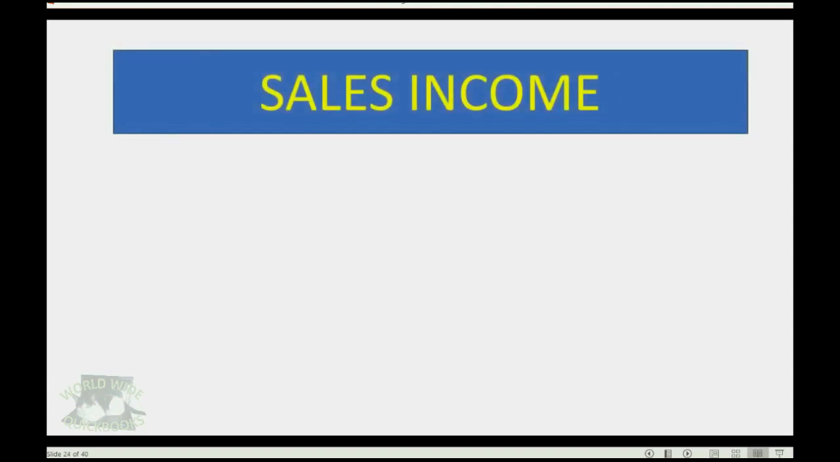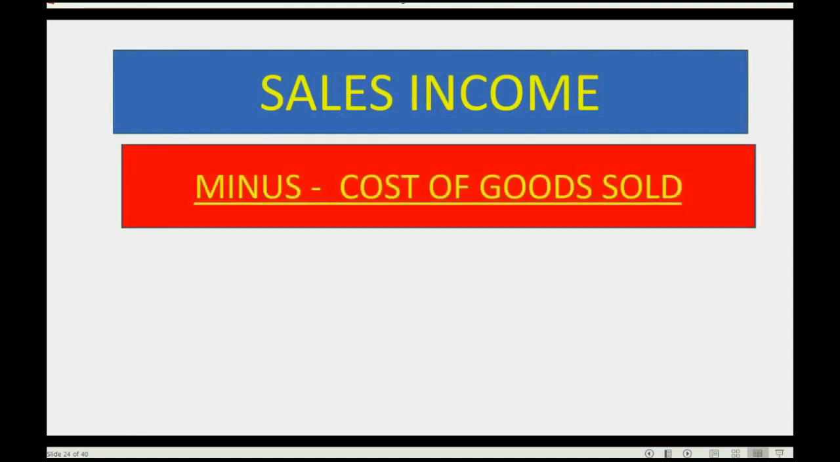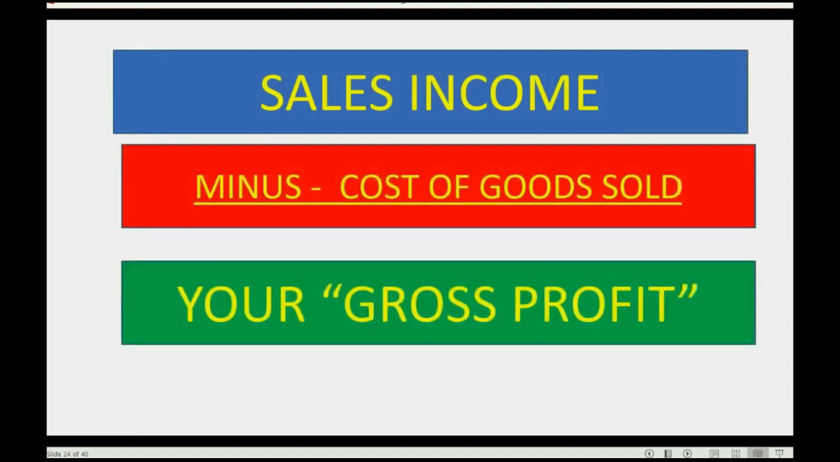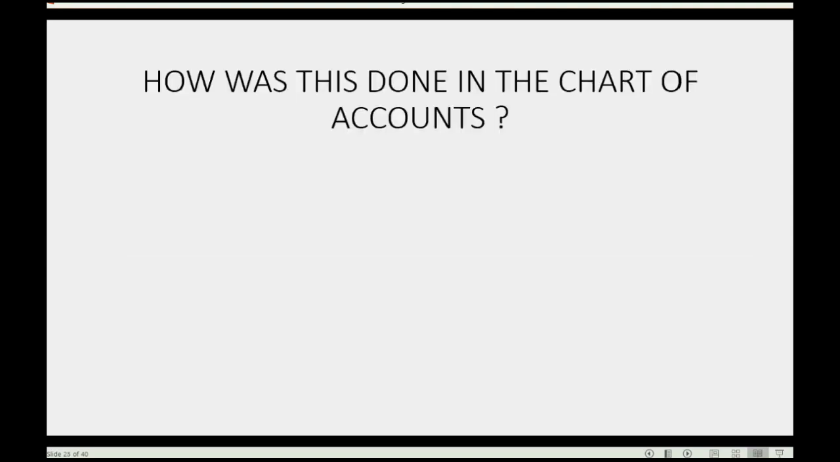Now, we need to know the cost of goods sold so that we can subtract it from the money that came in as sales income to calculate the gross profit. Because common sense dictates the money that came in from sales minus the cost of goods sold, which is what we paid, equals the profit on the sales of the merchandise.